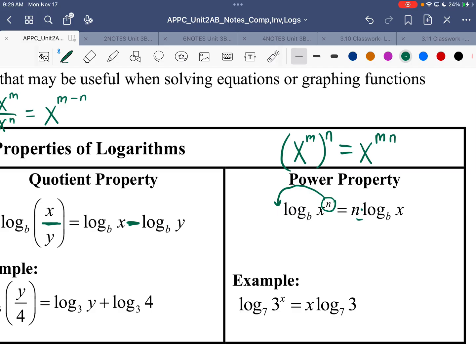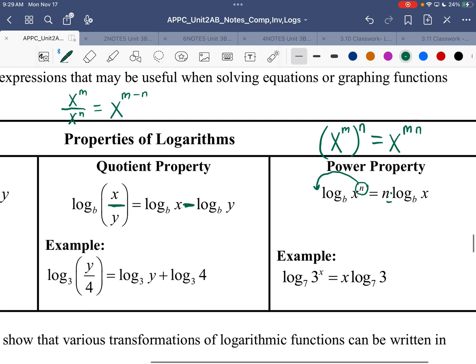Yep. Why in the example for the quotient property is there? That's a typo.